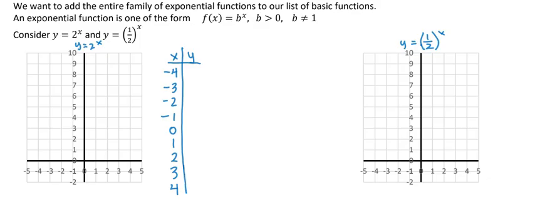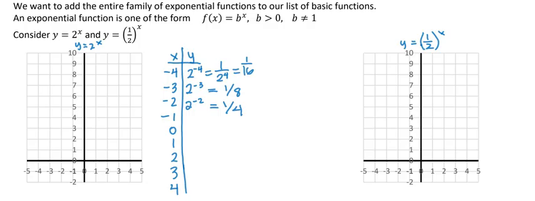Okay, so we have a whole bunch of options here. If I plug in -4, I get 2 to the -4, which is the same as 1 over 2 to the 4. And 2 to the 4 is 16. That's 2 times 2 times 2 times 2. So 1/16 is what I'm getting. If I do 2 to the -3, I get 1 over 2 cubed, which is 1/8. If I do 2 to the -2, I get 1 over 2 squared, which is 1/4.